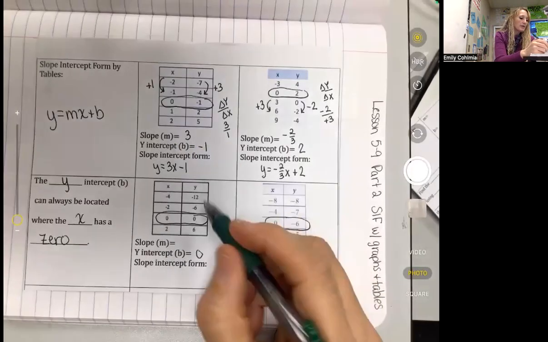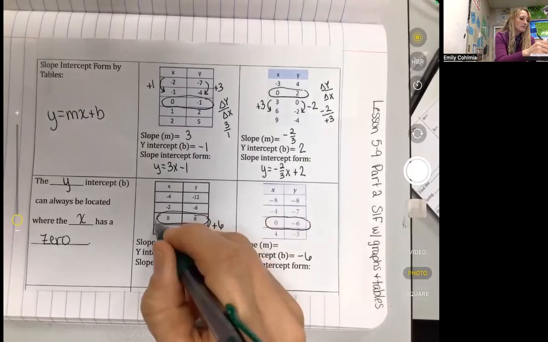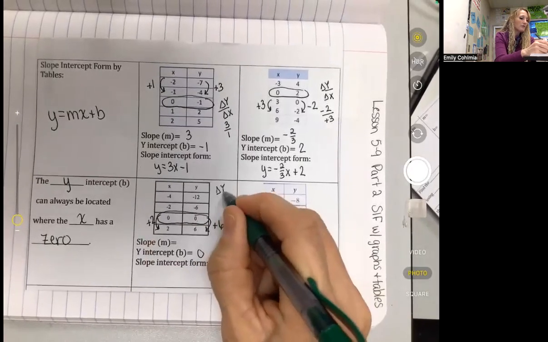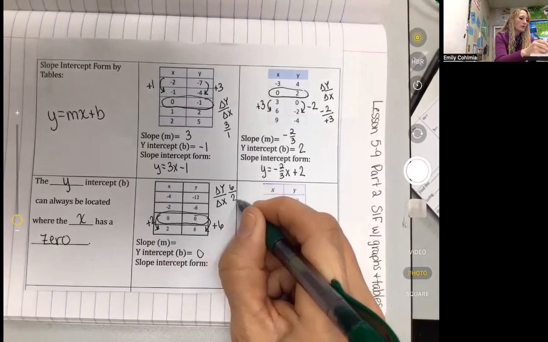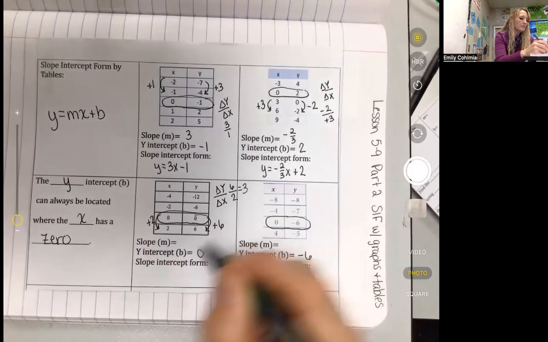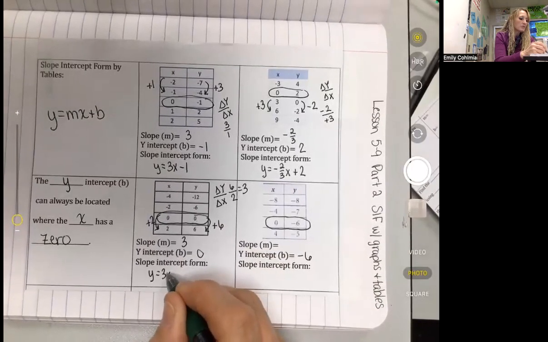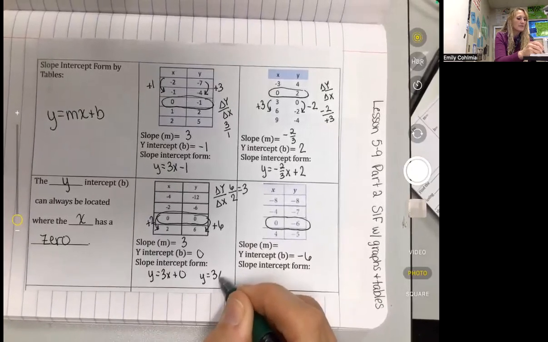So our slope here, let's see, from here to here, looks like we're going to go up 6 and we're going to go up 2. So delta y over delta x is 6 over 2, or that simplifies to 3. So our m is 3. So this would be y equals 3x plus 0, or if you want to simplify that to y equals 3x, that's fine too.